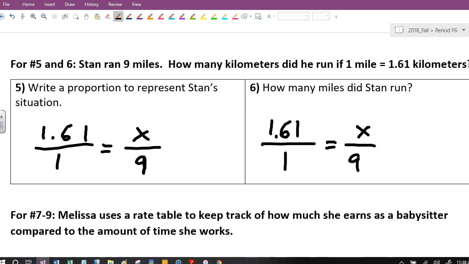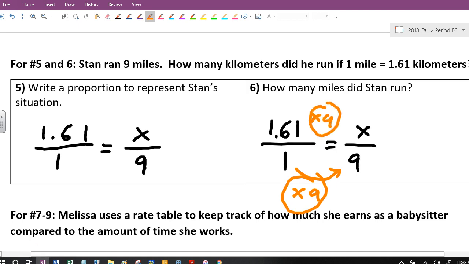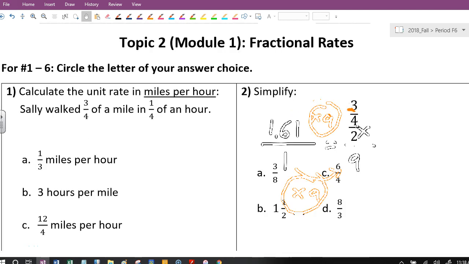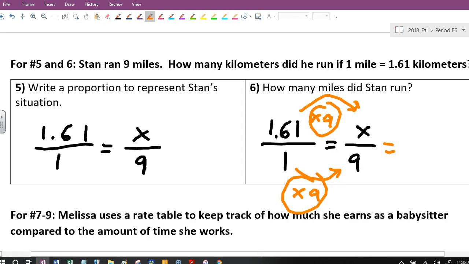That's correct, but I want you to look at this proportion. When you're solving this, why would you know to multiply times 9? Go ahead. Because 1 times 9 equals 9. That's right, because we're going 9 times bigger here, so 9 times bigger here also. Do you guys see what I'm talking about? Okay. So what does x equal? We're going to multiply it and we get what, Sophia?